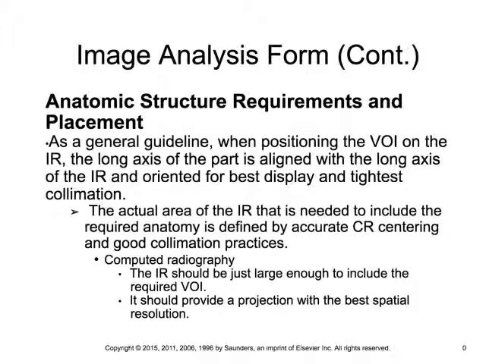So, general guideline, when we're positioning the volume of interest, the area that we're trying to image on the image receptor, the long axis is aligned with the long axis of the image receptor, and it's going to be tightly collimated. So, the actual area of the image receptor that is needed to include the required anatomy is defined by accurate central ray centering, right, and good collimation.